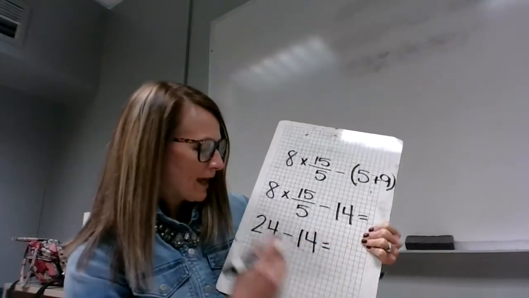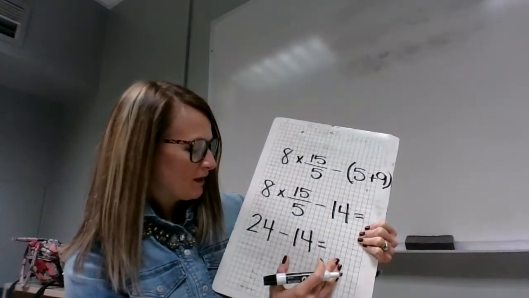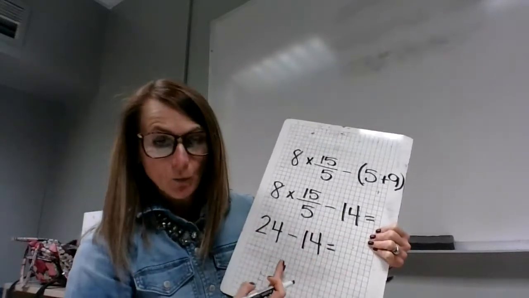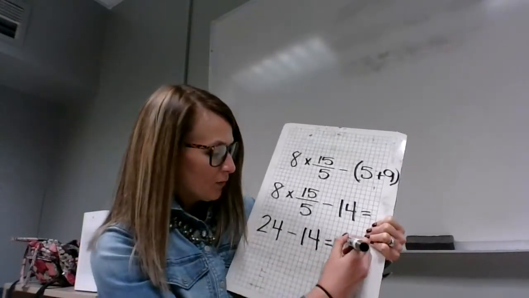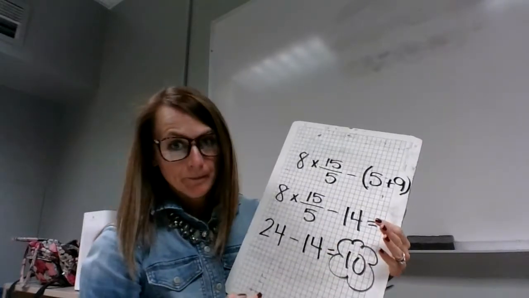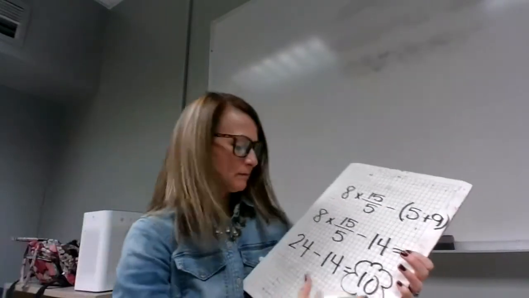Okay, I do not have any more multiplying and dividing left to do. So I can just go ahead and add and subtract, and I only have the one subtraction piece left, so my answer is 10. All right, so let's try another one.